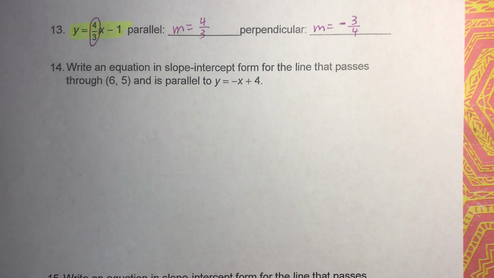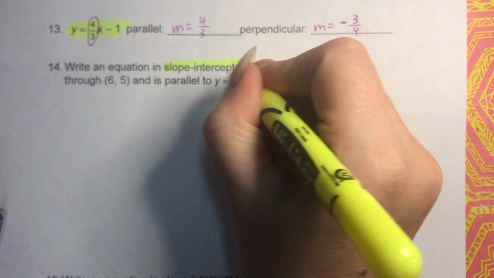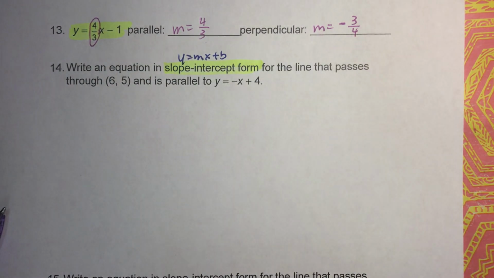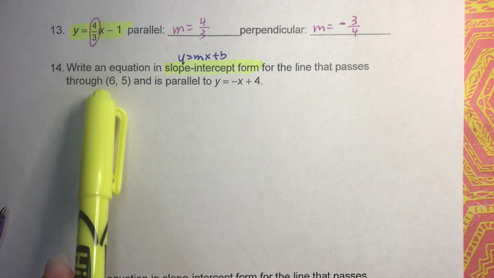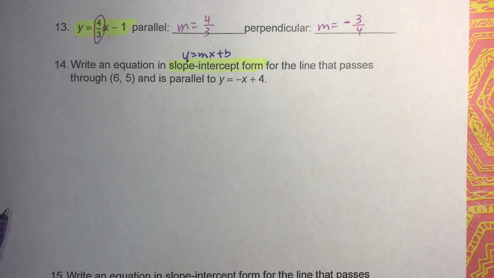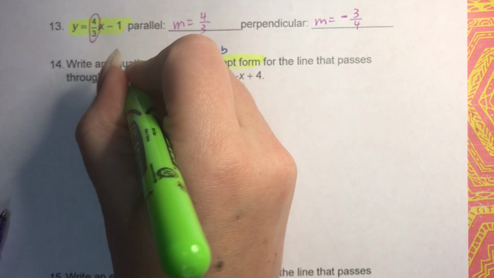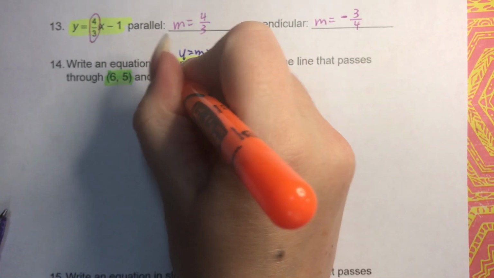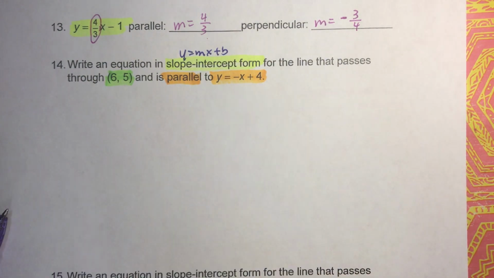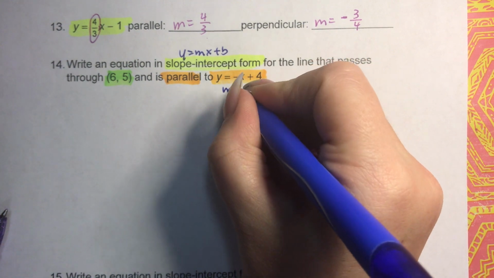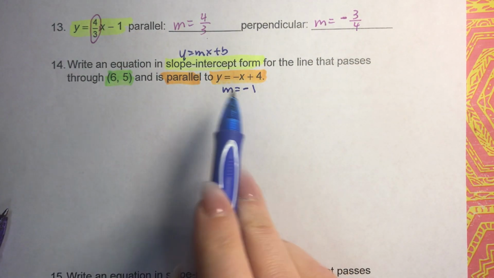Okay, for this equation, we're going to write an equation in slope-intercept form. So we know our answer is going to be in y equals mx plus b. It passes through the point 6, 5, and is parallel to y equals negative x plus 4. So it gives us a clue. The first one is this point, and the second one is that our line is parallel to this line right here. And if our line is parallel, it means it has the same slope. And the slope of this line is -1, so that means the slope of our line is also going to be -1.